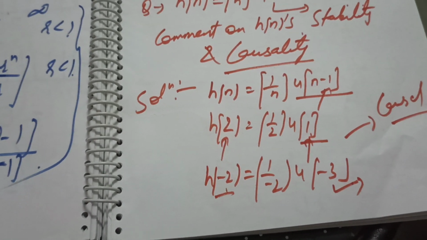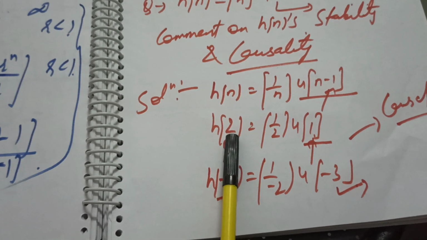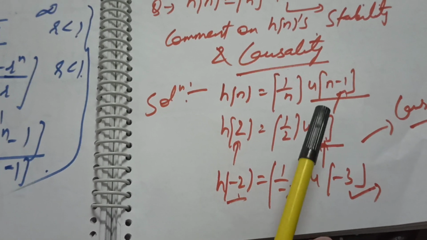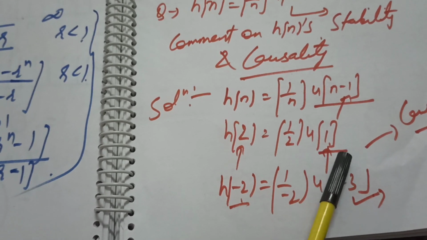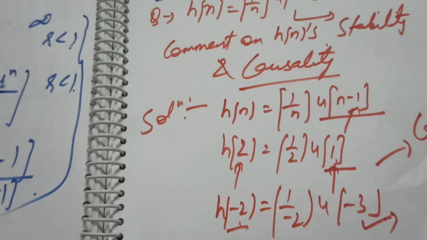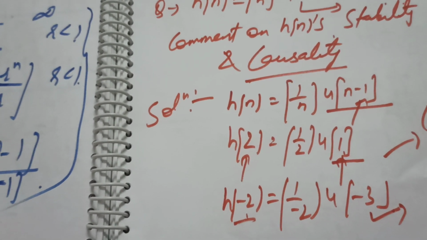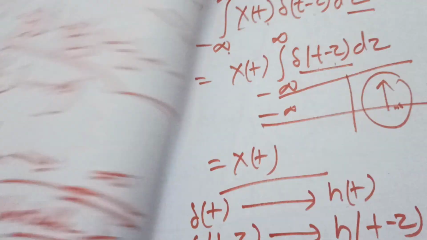So we can easily say that every time, h[2], the impulse response of the system, is depending on the input of the past value. What will be the value of the input at a past instant of time? That is the deciding factor. Similarly, h[minus 2] is depending upon u[minus 3]. This is again a past value.